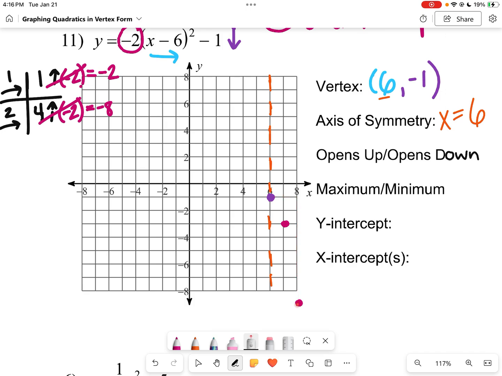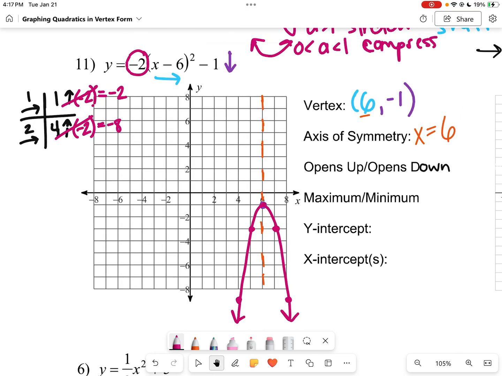Now, that axis of symmetry tells me that whatever my graph looks like on one side has to look like that on the other side. So you can just reflect those points over here. And there we go. That's my graph. Let's go ahead and fill out the rest of this information.